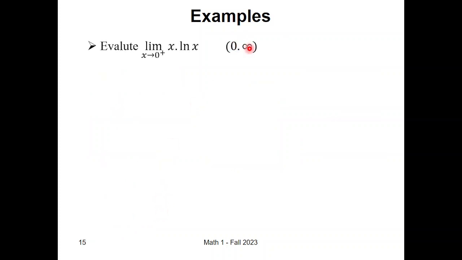Now, the second case, 0 times infinity. For example, x times ln x. As x approaches 0, x will approach 0. And as x approaches 0, ln x will be infinity, or actually negative infinity. So in general, it is 0 times infinity. Let's remember that ln x takes this form. This is the shape of ln x.